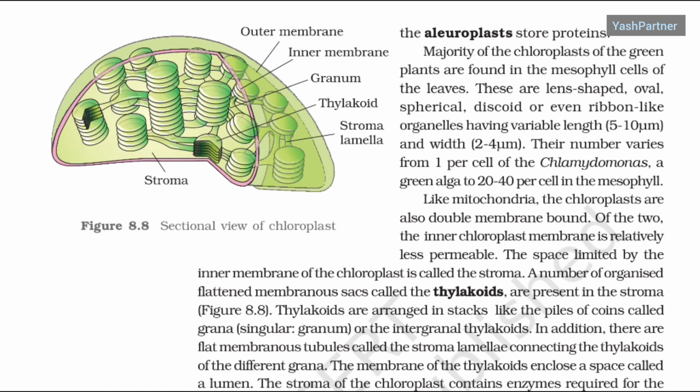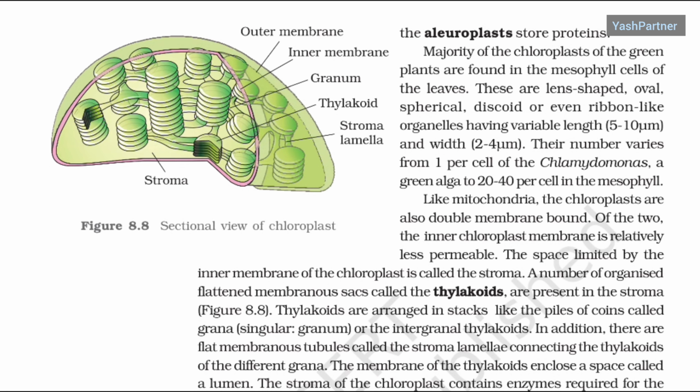Majority of the chloroplasts of the green plants are found in the mesophyll cells of the leaves. These are lens-shaped, oval, spherical, discoid, or even ribbon-like organelles having variable length, that is 5 to 10 micrometer, and width 2 to 4 micrometer. Their number varies from 1 per cell of the Chlamydomonas, a green alga, to 20 to 40 per cell in the mesophyll. Like mitochondria, the chloroplasts are also double membrane bound.